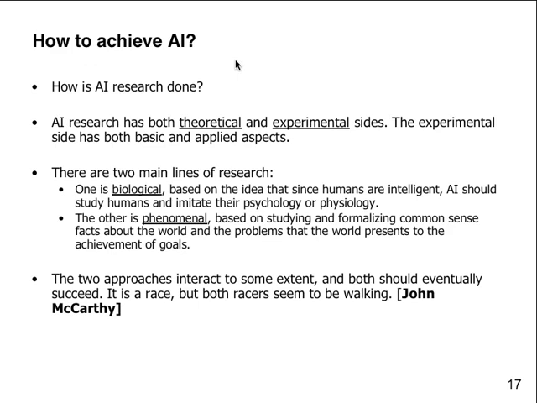There are two main lines of research. One is biological these days, looking at biological human data, and the other one is phenomenal based. The biological one is based on the idea that since humans are intelligent, AI should study humans and imitate the psychology and the philosophy of humans. That's the traditional approach. Now we're looking more along the phenomenal experience, which is based on the study of formalizing common sense facts about the world and the problems that the world presents, and achieving goals through what the phenomenal actually is in terms of the human experience.